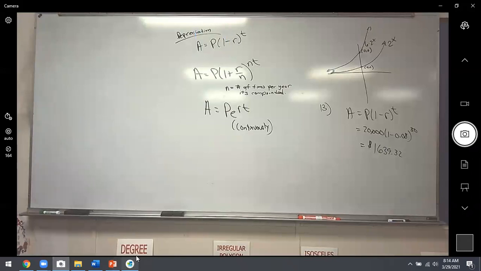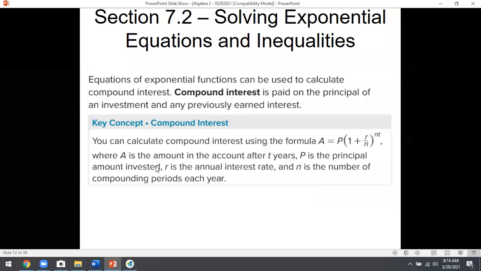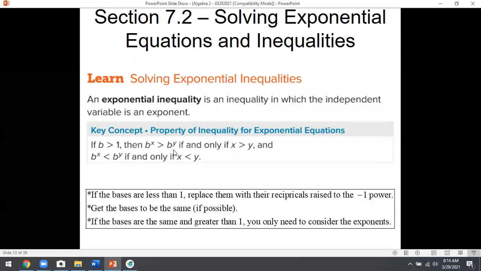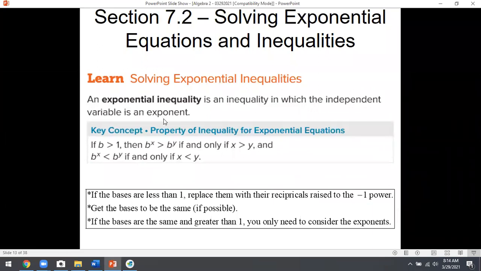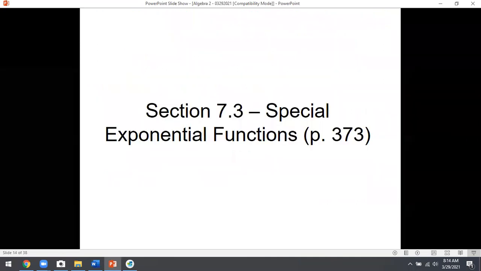All right. Let's go back to the review then. So other stuff, you know, they got inequalities too. I'm really not going to say anything separate about inequalities because it's the same procedure, right? You just got to remember, if you multiply or divide by a negative, make sure you flip it. That's all you got to worry about there.